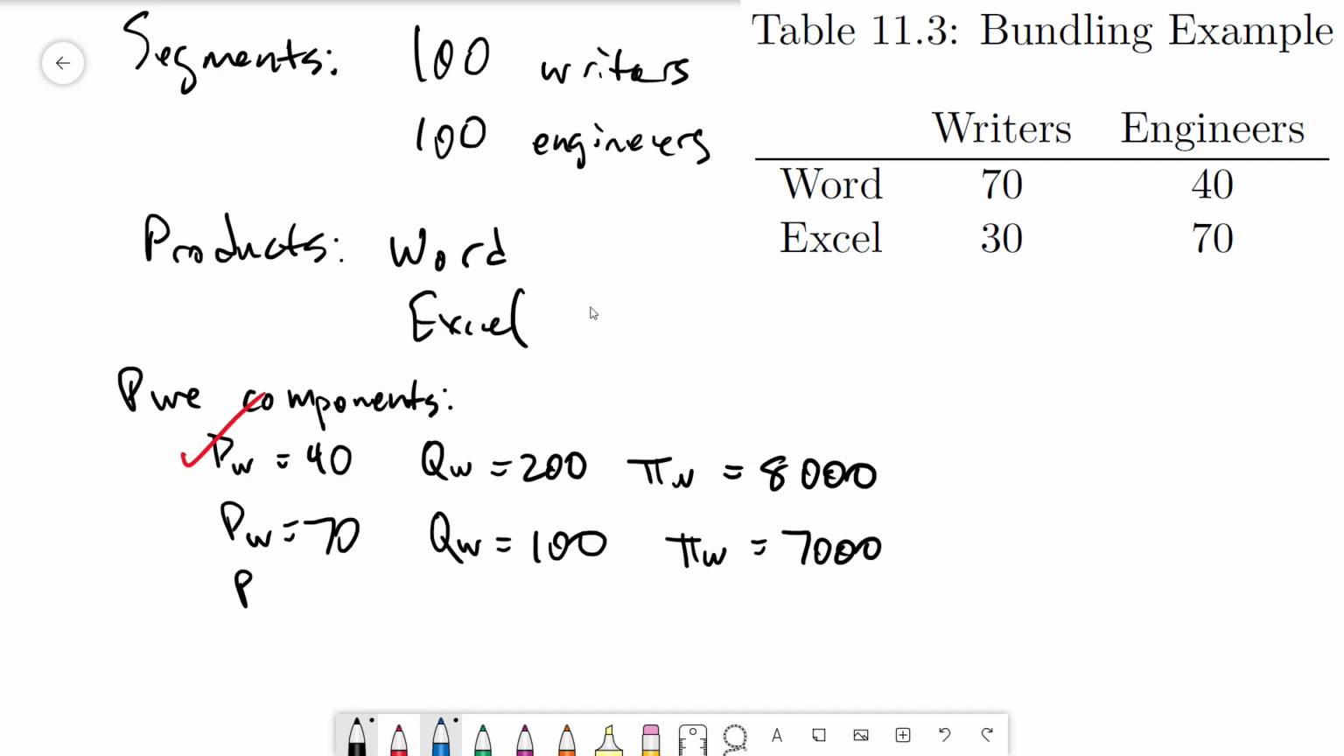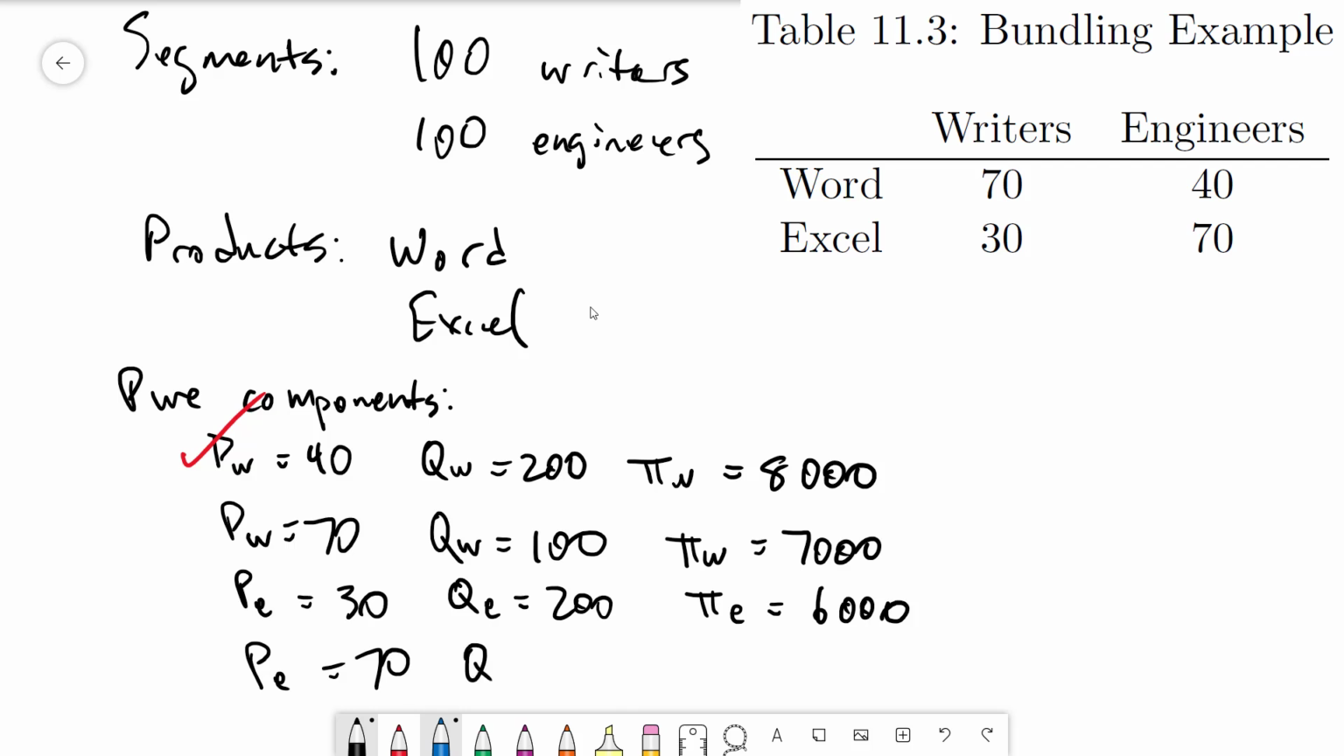For Excel, we have two options. We could price at 30 to sell to everyone, or we could price Excel at 70 to sell just to the engineers. If we price at 30, we will sell to everyone and make a profit of 30 times 200, which is 6,000. And if we sell at a price of 70, we will only sell to the engineers, and there are 100 of them, which results in a profit of 7,000. We get a different result here with Excel, which tells us that the better choice is to price high and sell only to the engineers and completely forget about the writers in this case.